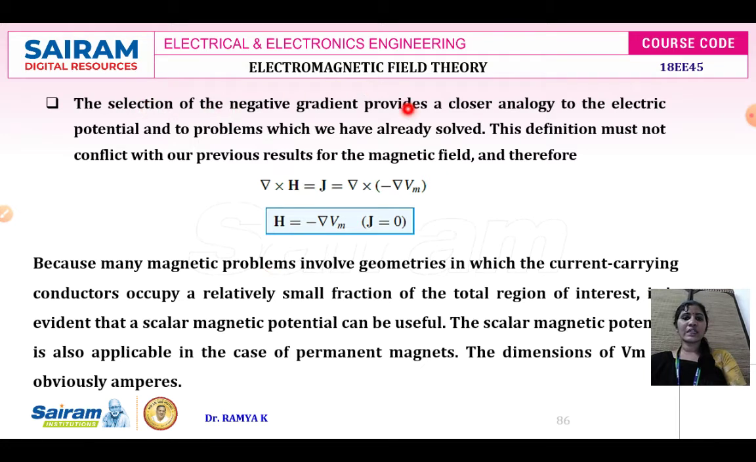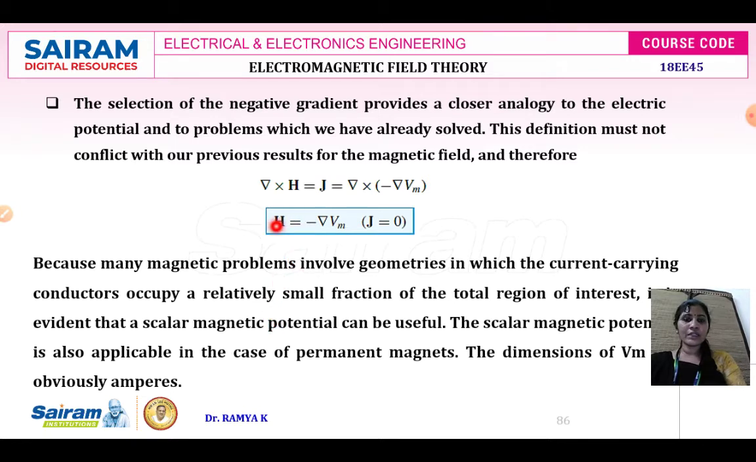The selection of negative gradient provides a closer analogy to your electric potential and to the problems which we have already solved. So this definition should not conflict with the previous result. It should not conflict with your previously already proven result. By analogy, you can derive the equation from electrostatics to magnetostatics. But whatever laws have already been proved, it should not affect that. So when you are framing an equation by analogy, you have to satisfy that it is not going to deviate from any of the previous results that are obtained for the magnetic field.